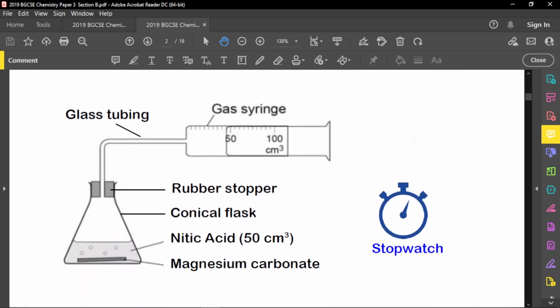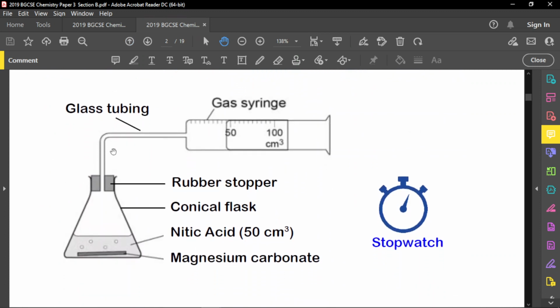So the apparatus should be set up like this. You notice the rubber stopper was not mentioned at all. The stopwatch was not mentioned. And also here, again, we have our nitric acid, which is 50 centimeters cubed. So we have to measure the volume before putting it in the conical flask, right? And so we need those three things. All right, so the apparatus should be set up like this, and the volume of gas will be collected over a period of time. Again, the highest was 100 based on the chart.